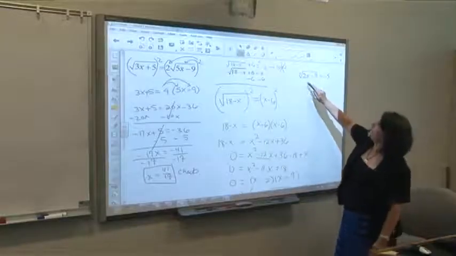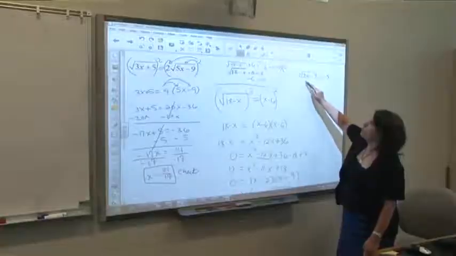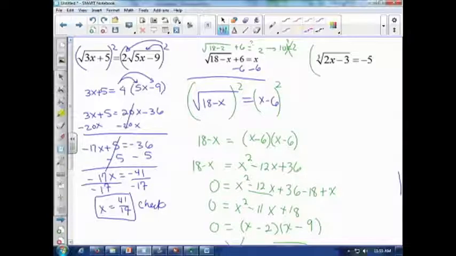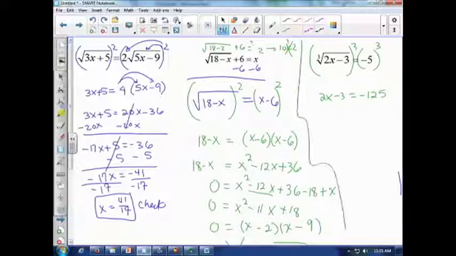This example is about a cube root, solving a cube root. When you have a cube root, again, you're going to cube both sides, and you don't really worry about extraneous solutions because the cube root has no restrictions whether you get positive or negative values for it. So 2x minus 3 equals negative 125. That's negative 5 times negative 5 times negative 5.